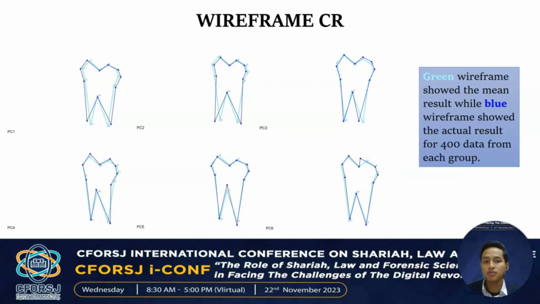Based on the wireframe for the crown root ratio, the green wireframe showed the mean result while the blue wireframe showed the actual result for 400 data from each group. So we included PC1 until PC6.